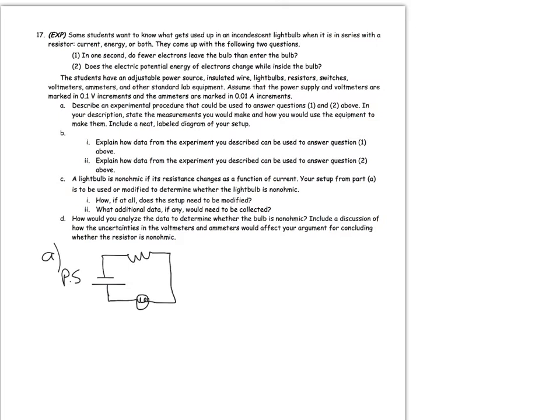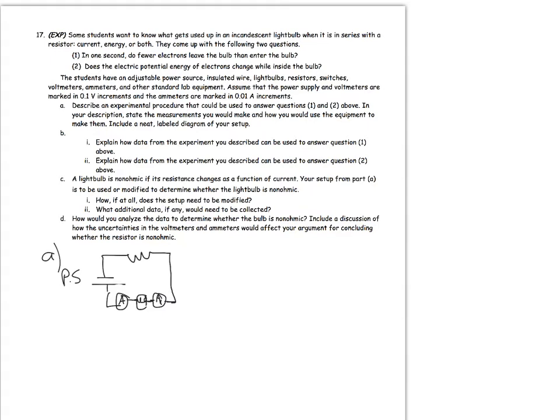Now we want to see whether or not fewer electrons enter the bulb than leave the bulb. So how exactly are we going to measure that? Well, we're going to measure that using an ammeter. So I need to put an ammeter in my circuit. Remember, ammeters always go in series. We want to know about entering the bulb and leaving the bulb, so I'm going to put an ammeter on both sides of my bulb. Now I have an ammeter in series with my bulb on either side.